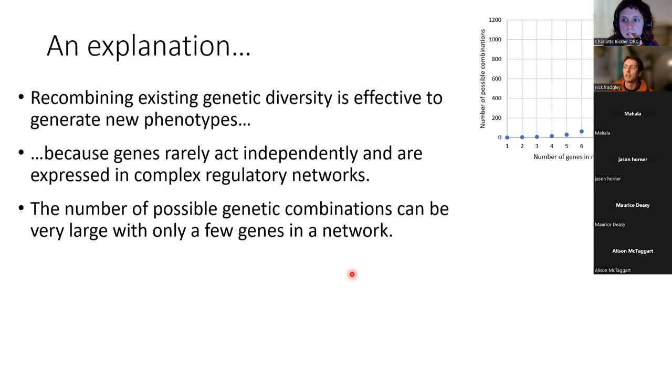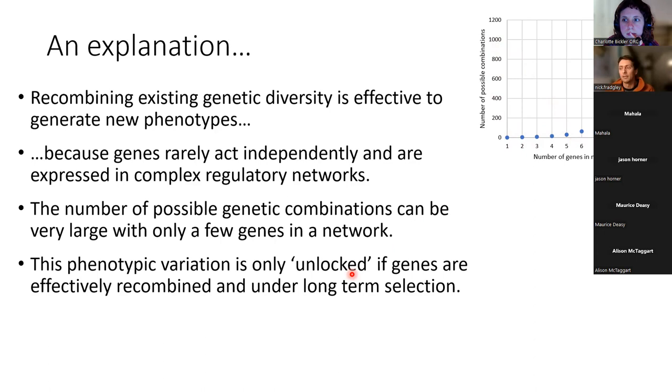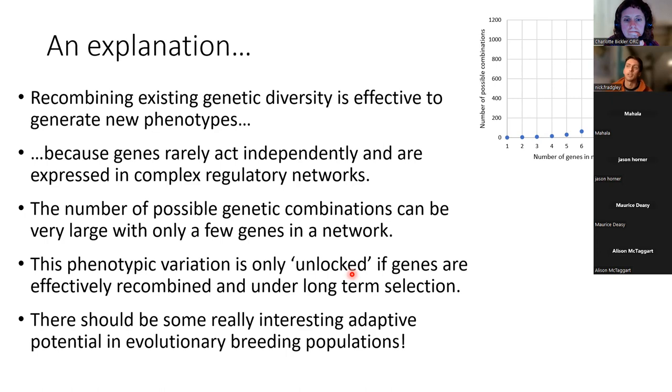So yeah, this phenotypic variation is only really unlocked when genes are effectively recombined in a population, and it takes long-term recurrent selection for those effects to evolve. And coming back to how that's relevant for evolutionary breeding populations, the variation and adaptive potential of populations is going to be really interesting, considering how recombined they are and how long they've been under natural selection in different environments.